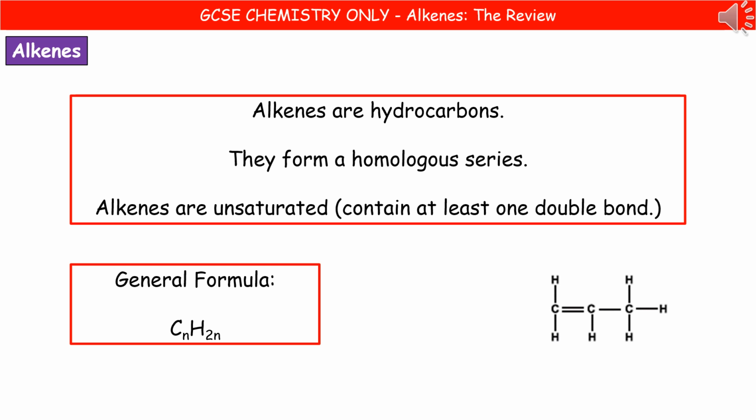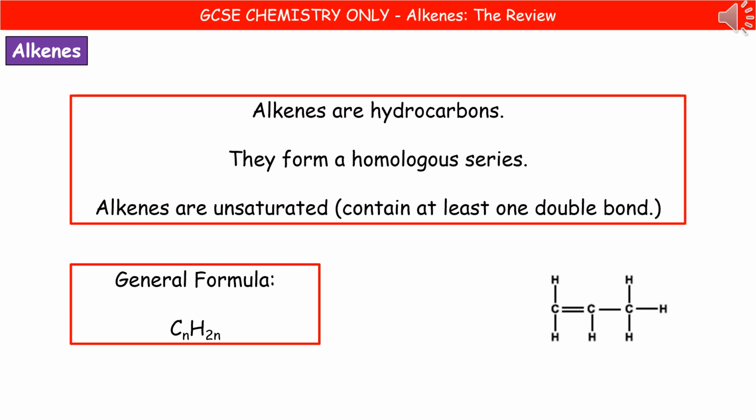Same rules apply for drawing our displayed formula as with the alkanes as well. Put your carbons in a line first of all, put a double bond between 2 of them, and then make sure that every carbon atom has 4 covalent bonds, and then make sure that there's a hydrogen with only 1 bond attached onto all of them. So just go careful with where you've got your double bond not to have an additional hydrogen stuck on there.